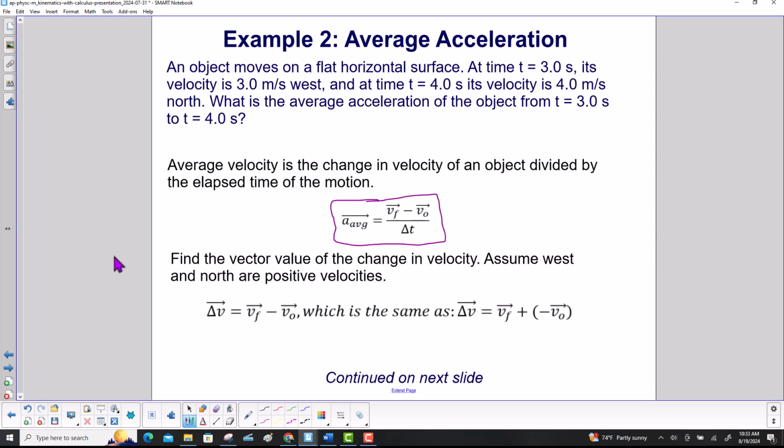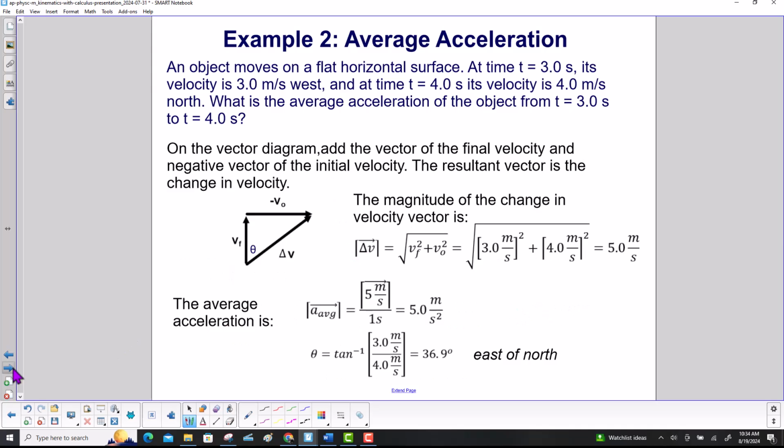Find the vector value of the change in velocity. Assume west and north are positive velocities. So delta V is going to be V final minus V0, which is the same as delta V equals Vf plus a negative V0. On the vector diagram, add the vector of the final velocity and negative vector of the initial velocity. The resultant vector is the change in velocity. So that's our picture here. Here's our final. Here's the negative of the initial. And here's our delta V, which is what we're looking for.